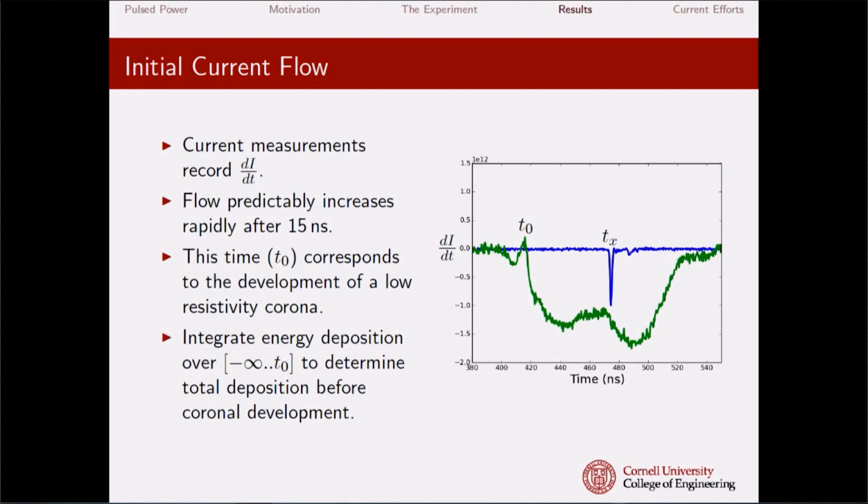So during this little bump here, we're going from the solid to the liquid to the gas phase, and then as soon as we ionize any of the material, the resistance drops and current starts to flow very rapidly. So the idea is that if we could integrate the total energy deposited in the wire during this time, we can determine how much energy perhaps is in the wire at the time when the corona forms.